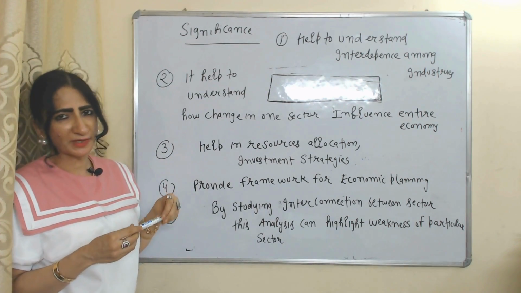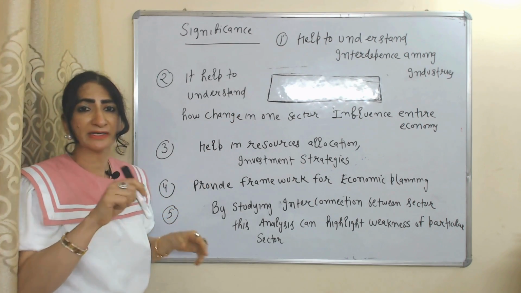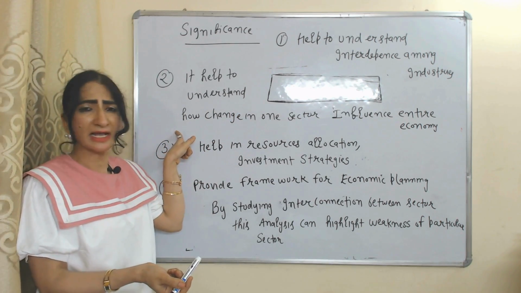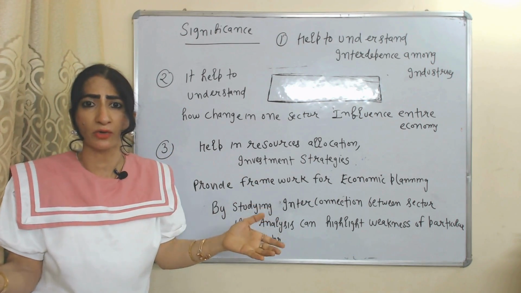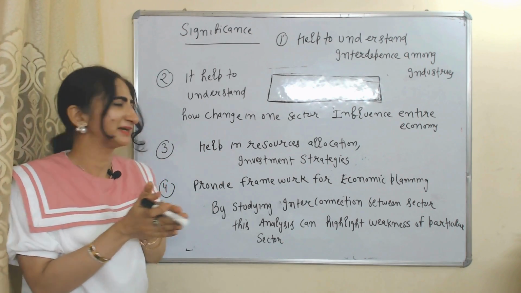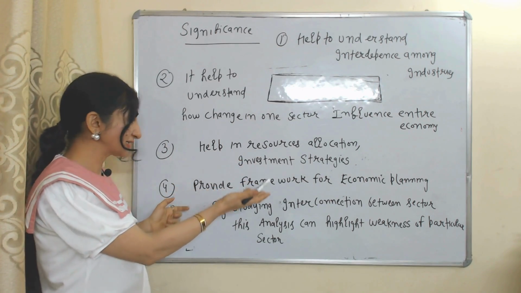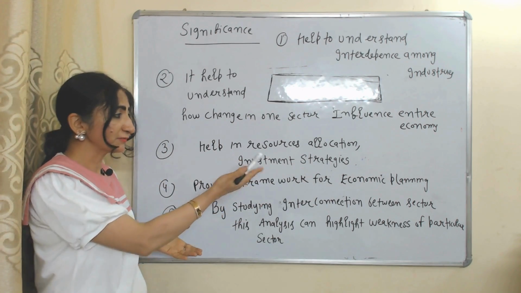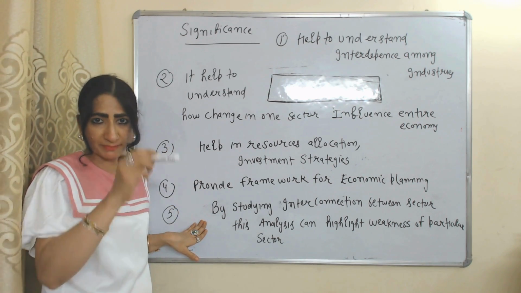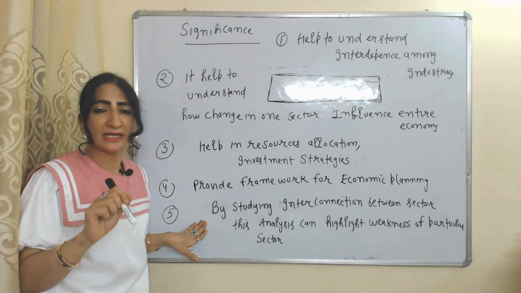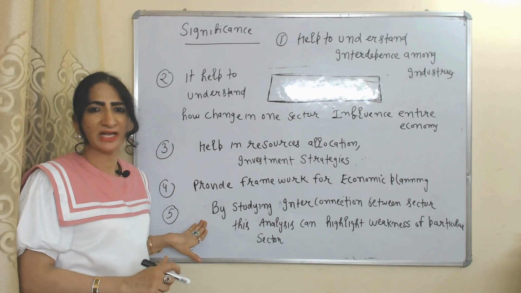Now we will see the significance of input output analysis. This analysis helps to understand the interdependence among industries. This analysis helps to understand how a change in one sector can influence the entire economy, because all sectors are interdependent. This analysis helps in resource allocation and investment strategy. This analysis provides a framework for economic planning by studying the interconnection among industries. This analysis also highlights the weakness of a particular sector and gives suggestions on how to improve it.